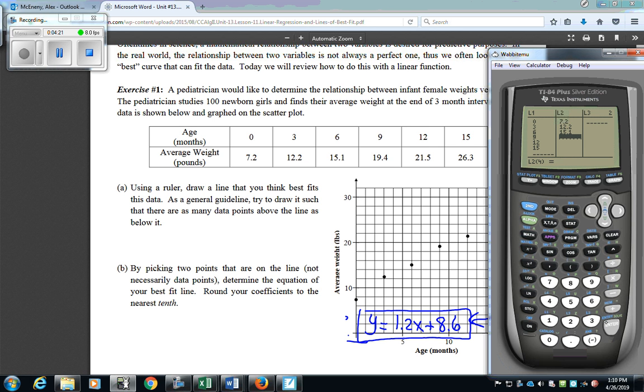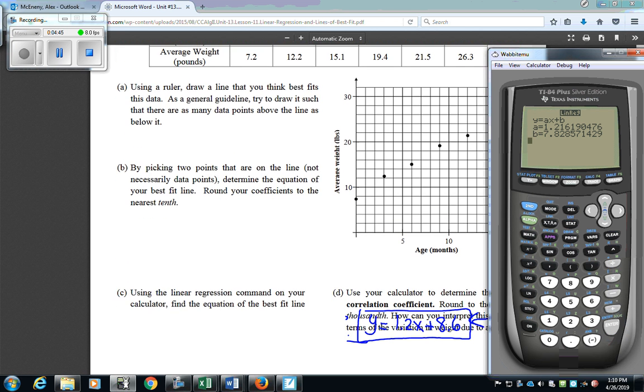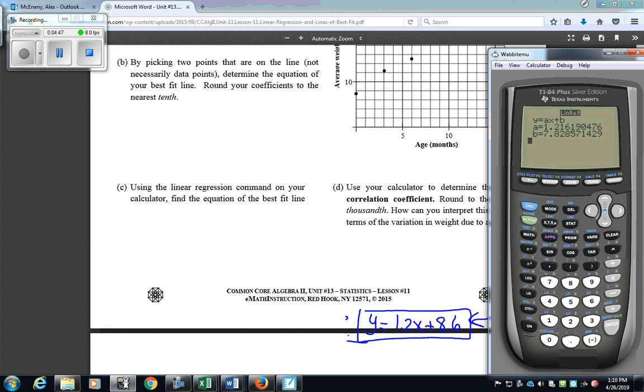And one thing you really want to look for as I'm putting these in is to make sure when you get done with your list, there are the same amount of x and y values in L1 and L2. So you notice I got 6 in each. Then to get the equation, I go to stat and calc, and then I pick option 4 because it says linear. So here's my equation for this one.